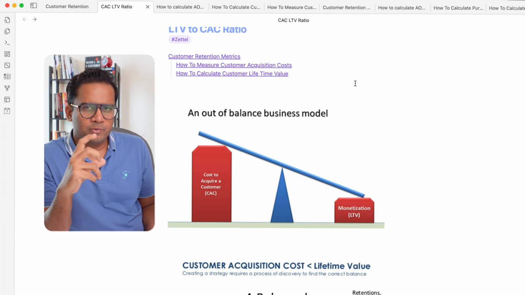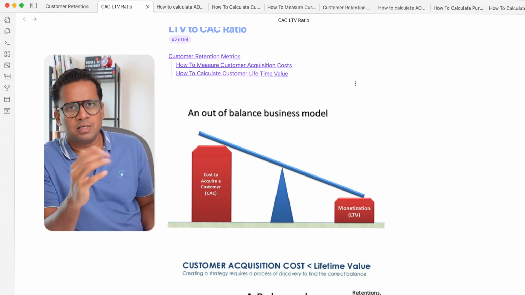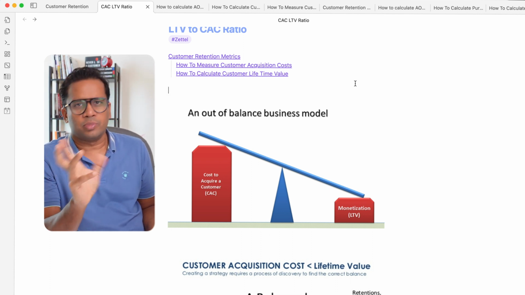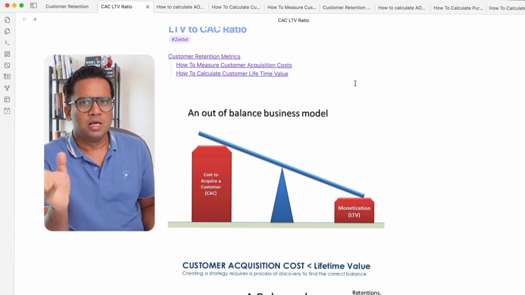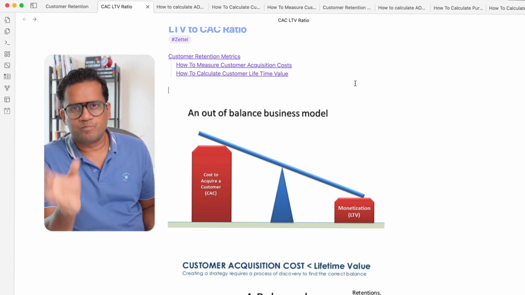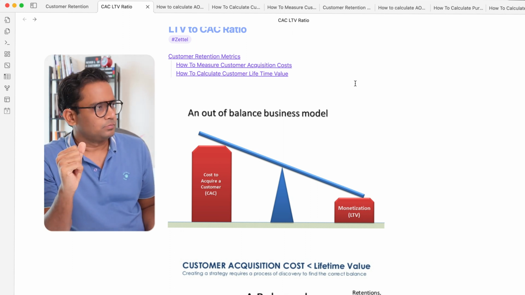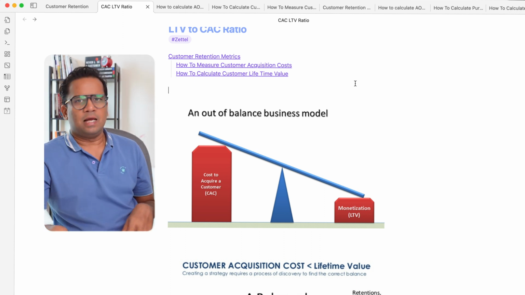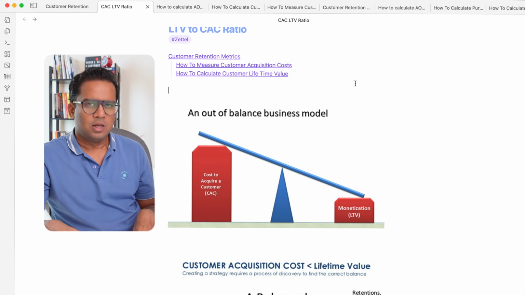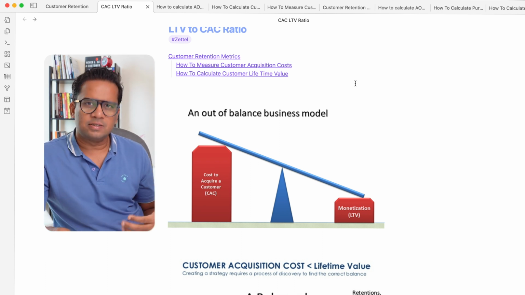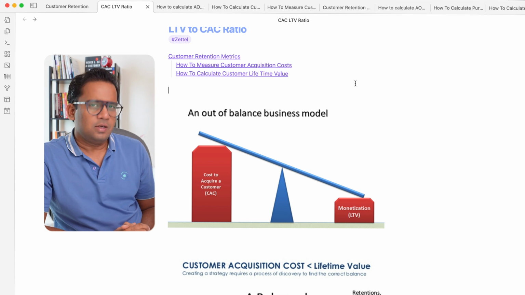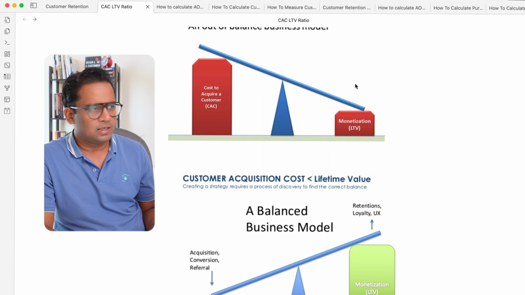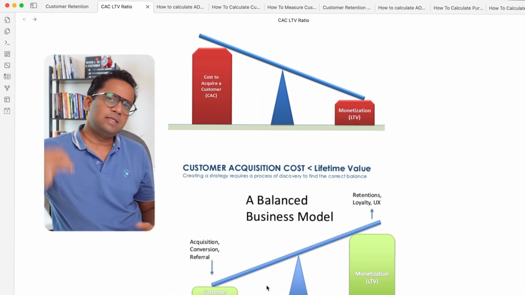So eventually what you need is a minimum of 1:3. 1:3 is the minimum number, and what you ideally target is 1:5 or 1:4. 1:3 is very deadly. If you are making anything less than 1:3, then it's a little bit loss making, or a tough business to run. So that's the CAC LTV model. Once you calculate this, the idea is to decrease the CAC and increase the LTV.